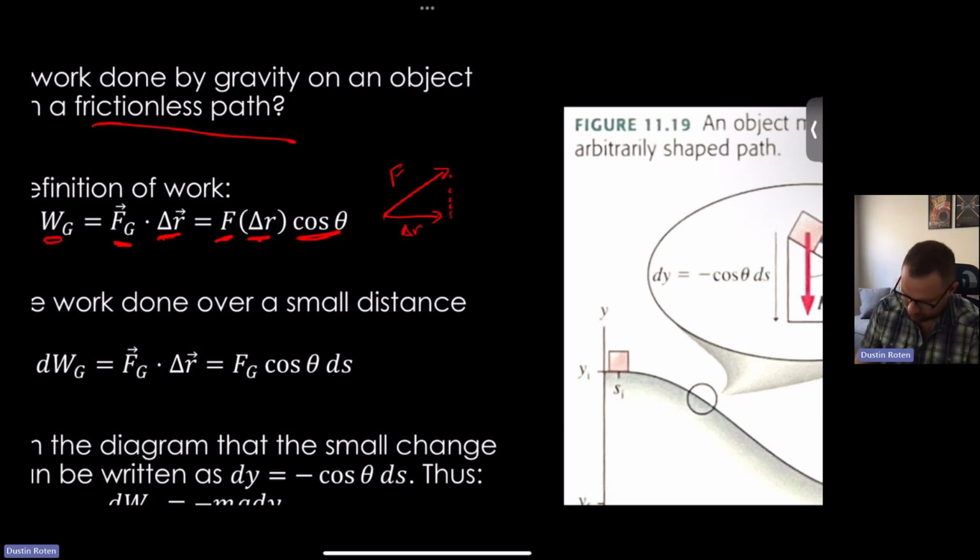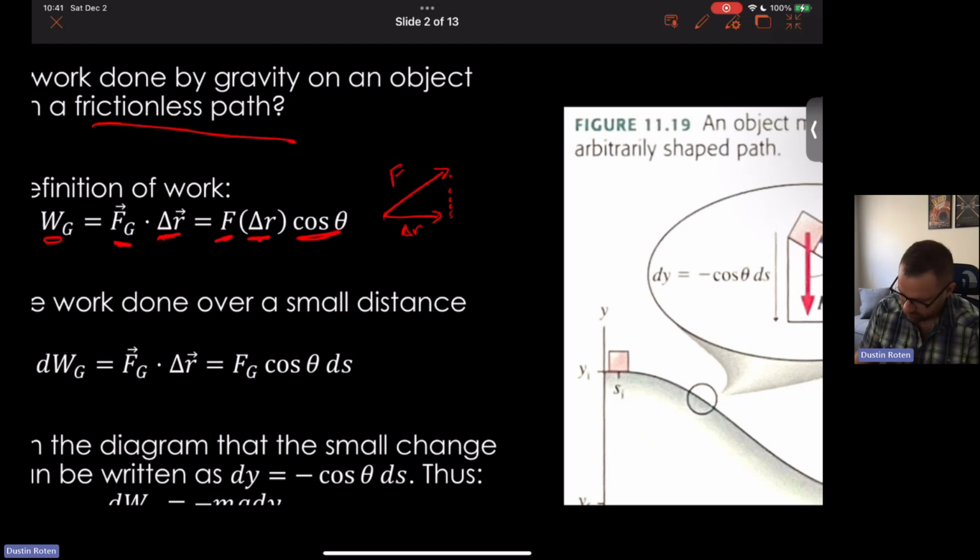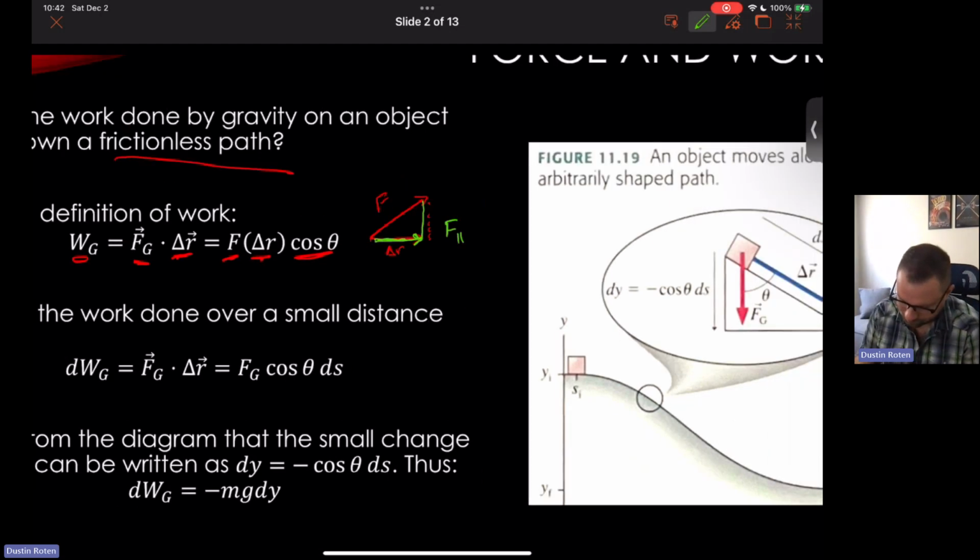Essentially, the result of the dot product is just that projection of one vector onto the other. So here it'll be the projection of F onto the displacement. So we do want that parallel piece, the parallel component of force to the distance that we're going.